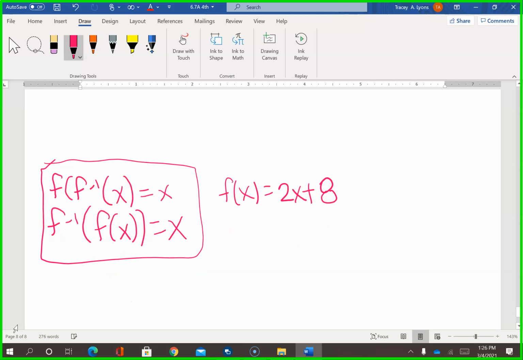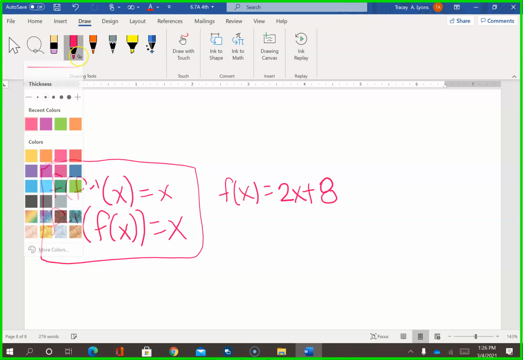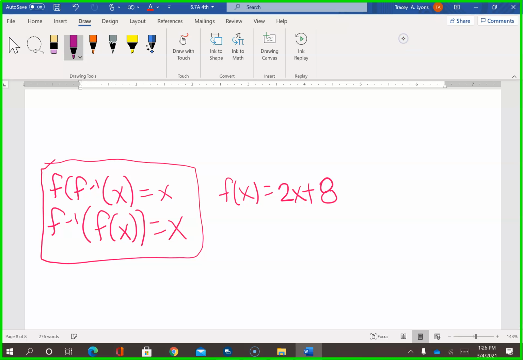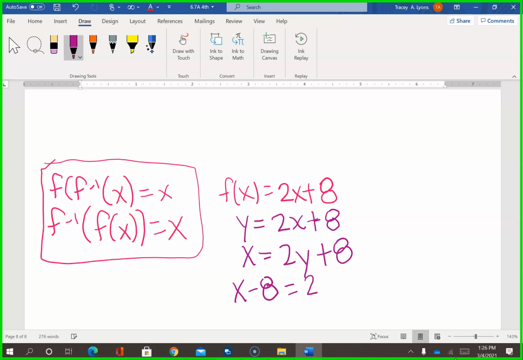So yesterday we learned how to figure out what the inverse was, and what we do is we look at the beginning. If it's written in function form, we replace that function with a y, so it looks like a slope-intercept equation, and then we switch the two. So the y becomes the x, and the x becomes the y, and then we resolve it for y. So I'm going to subtract 8 from both sides, and then I'm going to divide by 2.